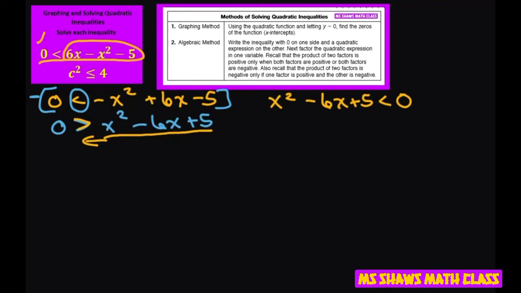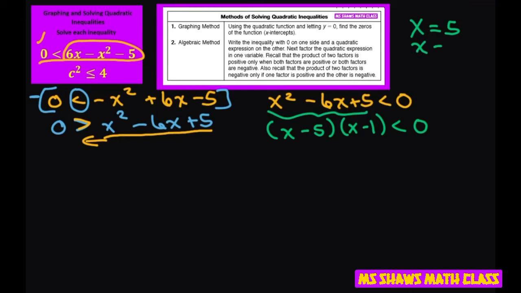And basically less than 0 means it's negative. So this quantity here is negative. Now let's factor it. We're going to get x minus 5 times x minus 1 is less than 0, or negative. Our x's are going to be x equals 5 and x equals 1.